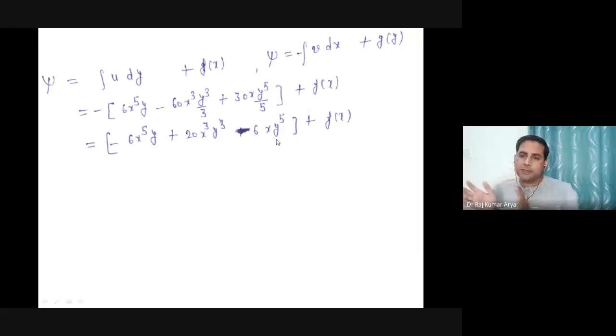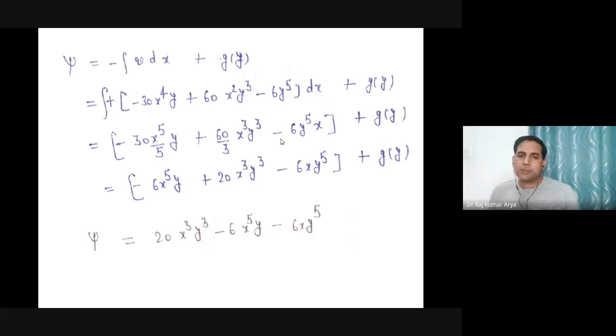Now do the same thing with v. v is minus del psi upon del x. So based on the v component, your psi is minus integral of v del x into dx, integrate that, and plus a function of y actually. If you integrate this particular part here, you are getting minus 6x^5 y plus 20x^3 y^3 minus 6xy^5 plus a function g(y).